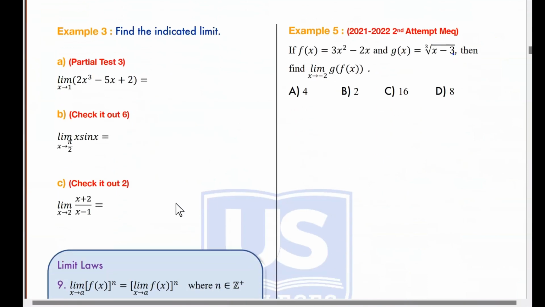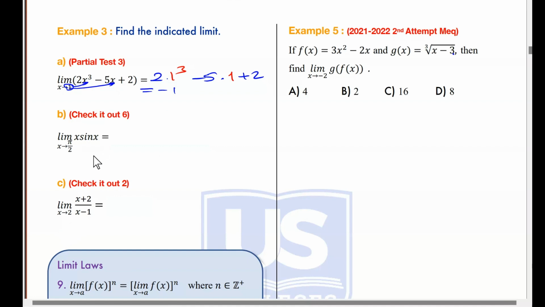Okay, let's take a look at the following ones. Find the indicated limit. Here we are given a complicated function. It looks complicated, but actually the process is not. It's pretty simple. As we did in the previous questions, we just have to insert the given x value for x. It's 1, so substitute 1 for each. So 2 times 1 cubed minus 5 times 1 plus 2. So here we have 2, here 5: 2 minus 5 is negative 3, plus 2 is negative 1.